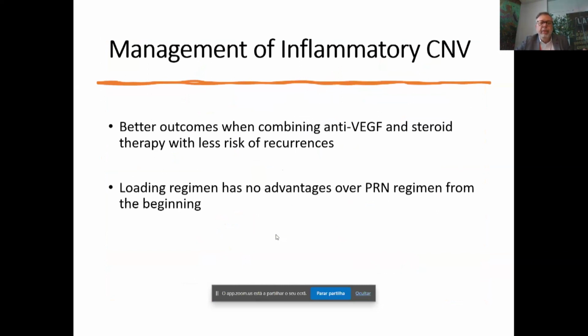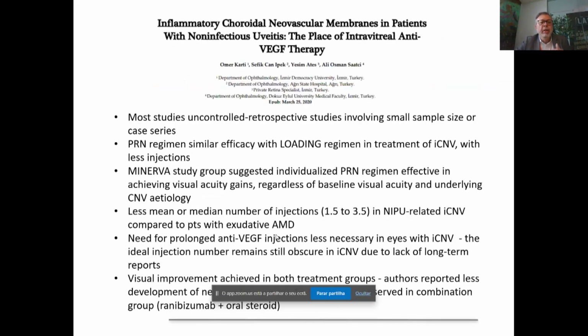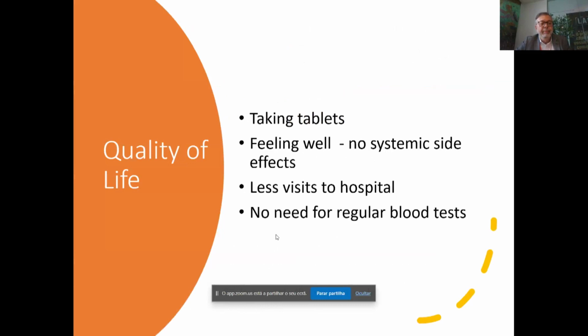Managing CNV-associated inflammation: remember that combining anti-VEGF with steroids is the best way of preventing recurrences, and there's no need for a loading regime in this. This is just the papers supporting these statements I made.